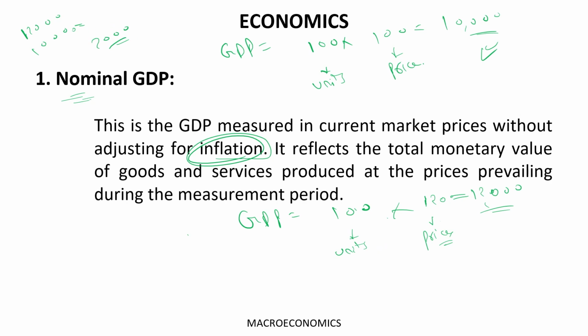But on ground, what is the picture behind it? The picture is your units are still the same. Instead of unit, your price has been increased. In first instance, you had to pay 100 rupees. Next, you have to pay 120 rupees. Okay, so it is the nominal GDP.